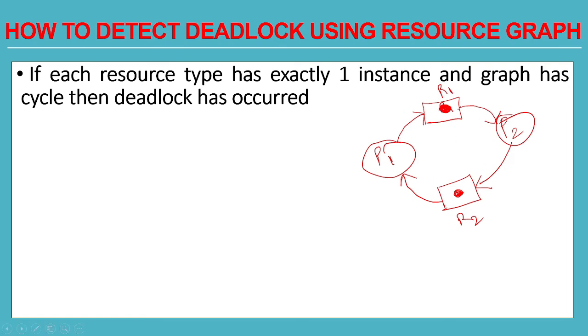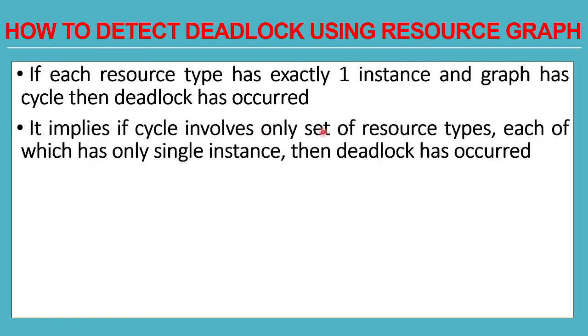So this is a resource allocation graph, which is drawn using processes and resources, and which can easily tell you that deadlock has occurred. See, it is going in this direction. See the arrow going in the same direction and coming to the same point. So a cycle has occurred, and there is only one instance of both the resources. So 100% there is a deadlock.